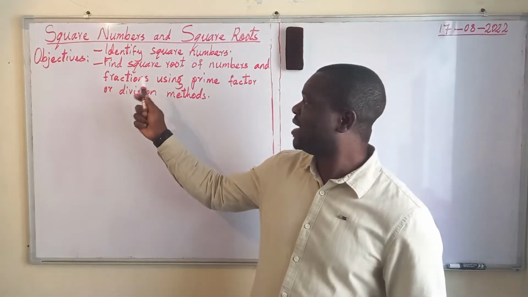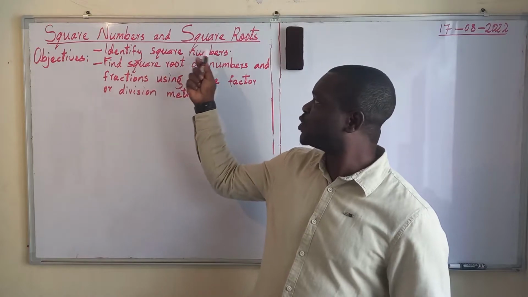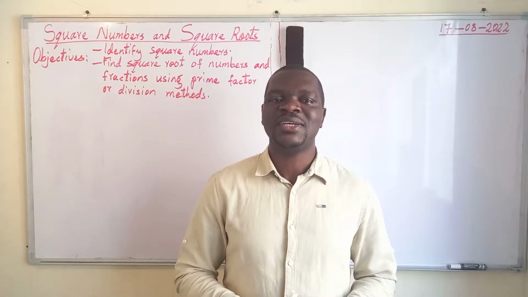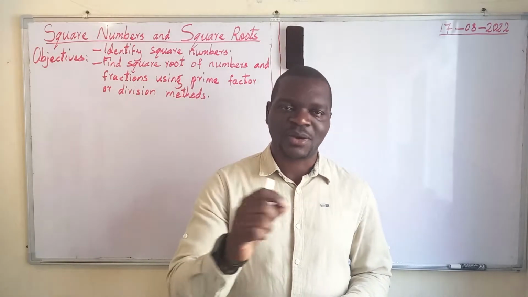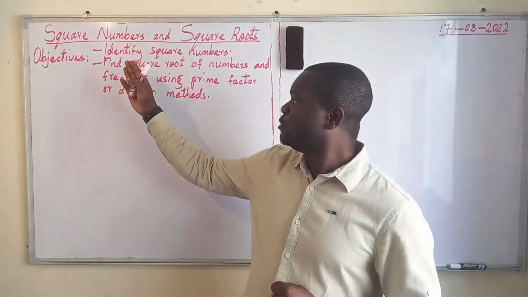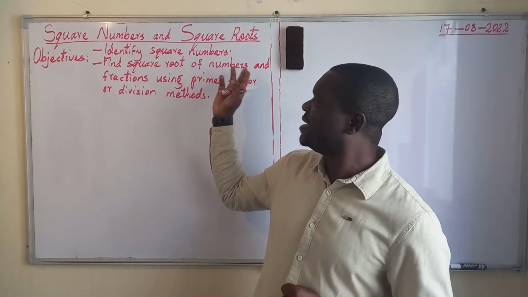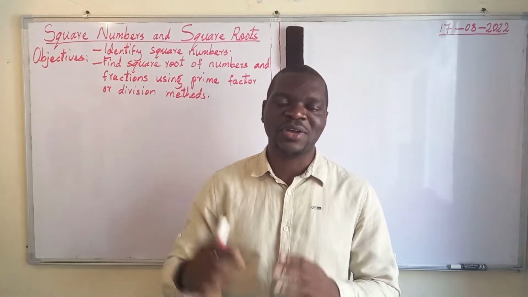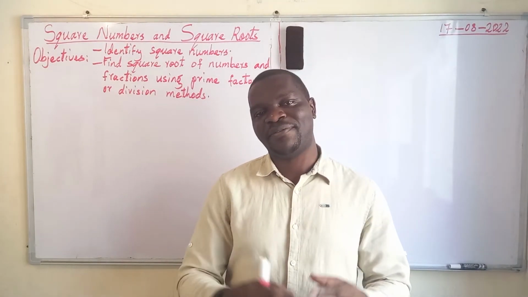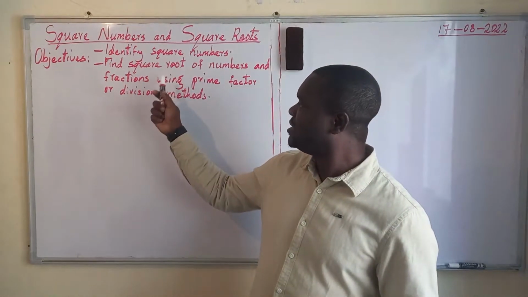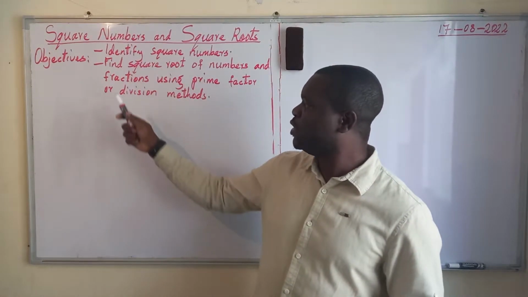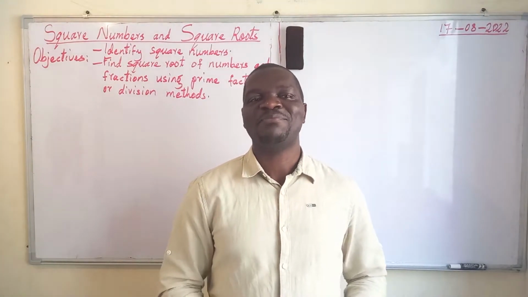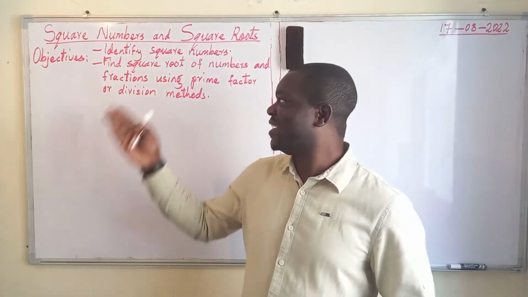The first is that we should be able to identify square numbers. Not all numbers are square numbers, so we should be able to sort square numbers. The second objective is to find square roots of numbers and fractions. So we do not only have square roots of whole numbers, we can equally have square roots of fractions. And we do this using the prime factor method or the division method. Pay close attention and make sure by the end of our lesson today, you are able to do this.